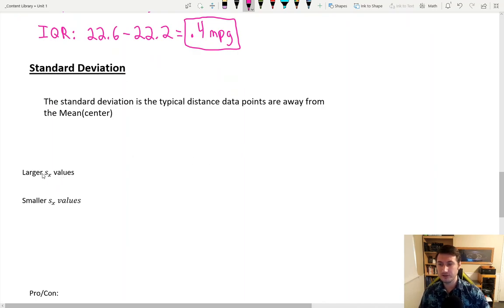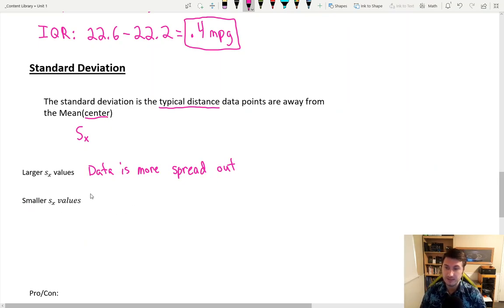So if you have a large value of standard deviation, and we call it S sub x, the standard deviation of our variable x. If you have a large S of x, that means your data is more spread out. All right, because the typical distance from the center is bigger. And if you have a smaller standard deviation, the data is, of course, less spread out. So the interpretation is really the important thing here.